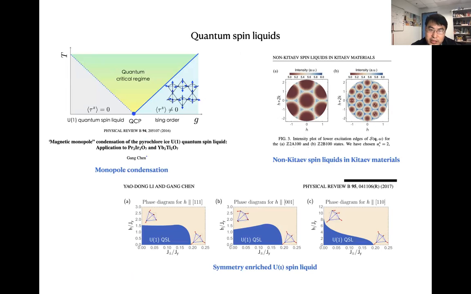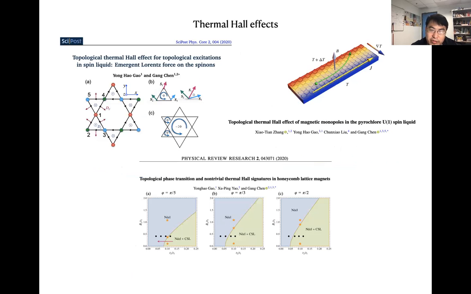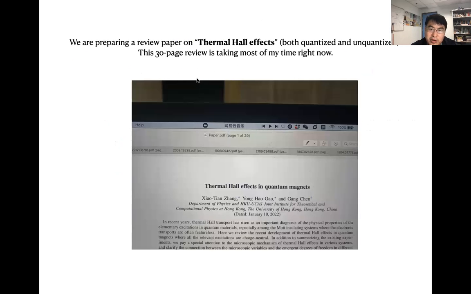On quantum spin liquids, we have worked rather extensively, and we work on thermal Hall effects. The thermal Hall effect has been an active field of research right now, and many experimentalists and theoretical physicists are working on the thermal Hall effect and its mechanism. And we are writing a review paper on thermal Hall effects with my students.